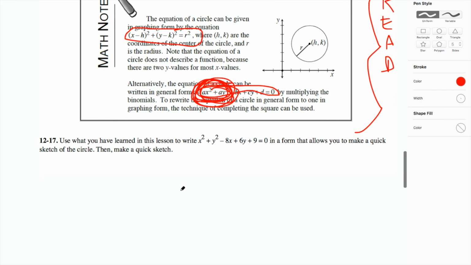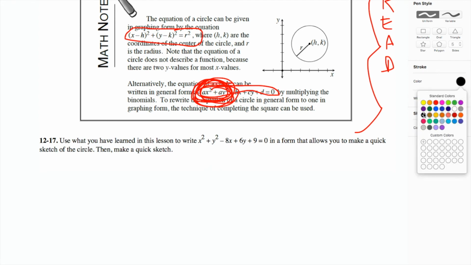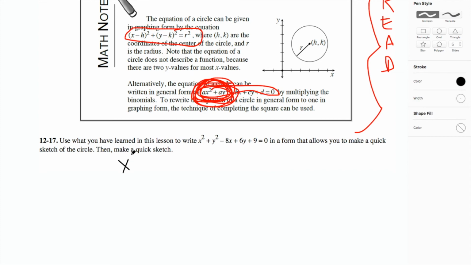All right, exit ticket here. Unfortunately, we're not really doing exit tickets nowadays, so I'm just going to do it along with you guys this year. But this is here to make sure you are A-okay with this stuff. Write x squared plus y squared minus 8x plus 6y plus 9 equals 0 in a form that allows you to make a quick sketch of the circle. Then make a quick sketch. Okay, let's do it. I've been doing it all along, but let's do it. More examples here. The more the merrier.